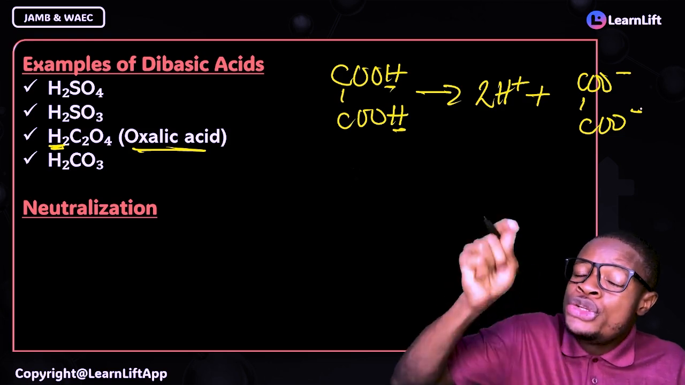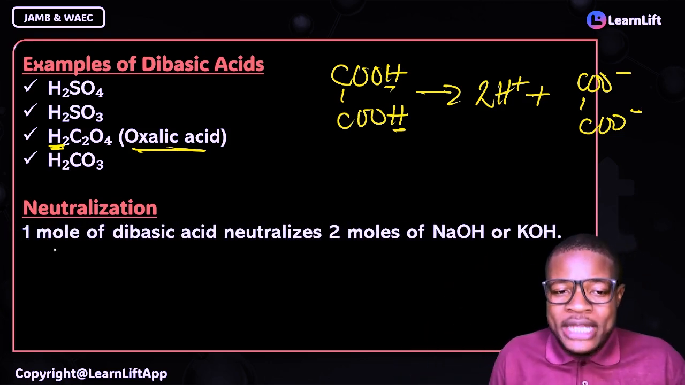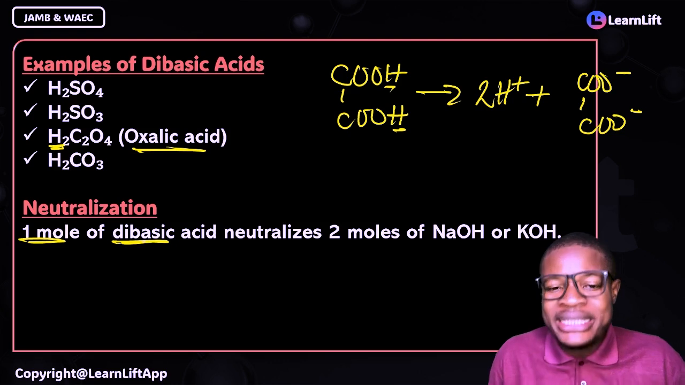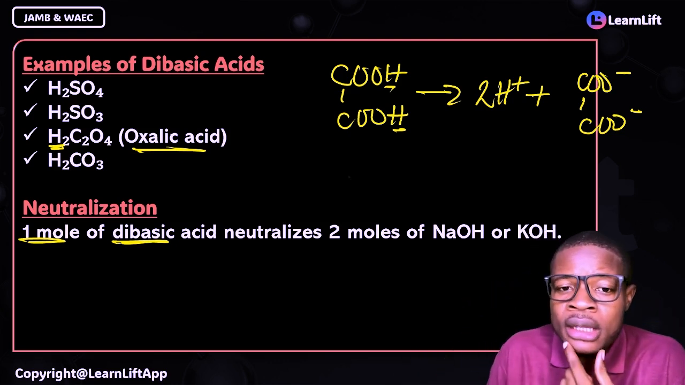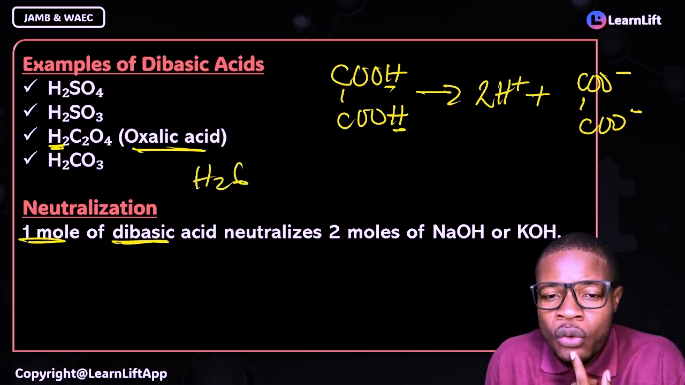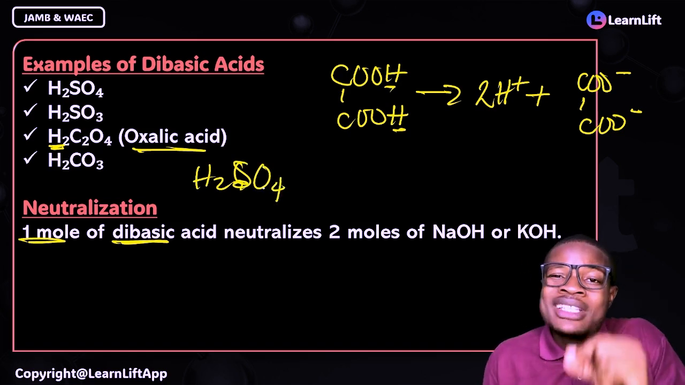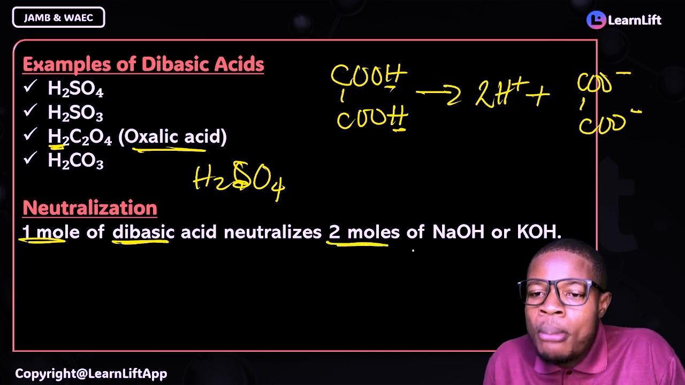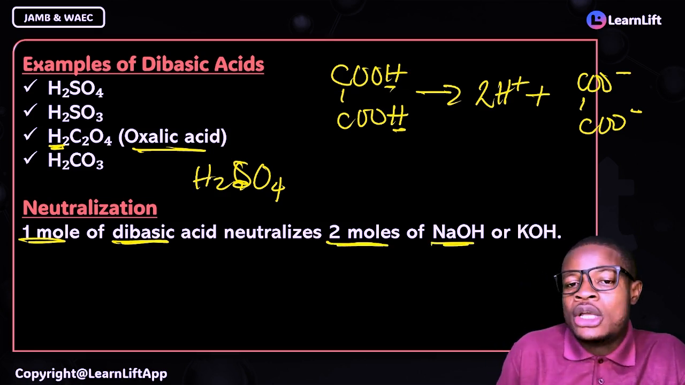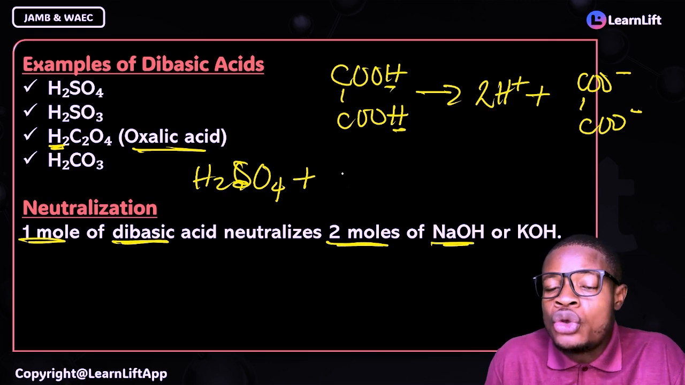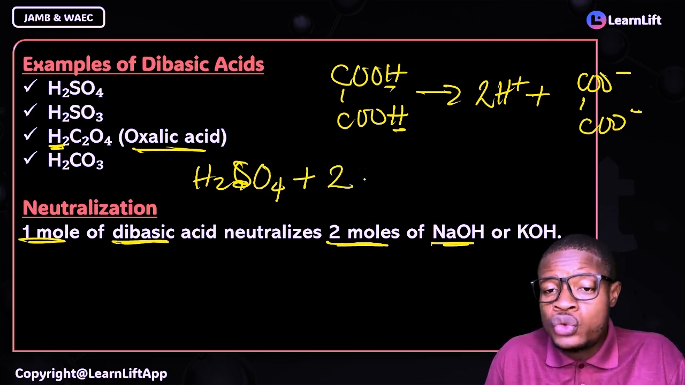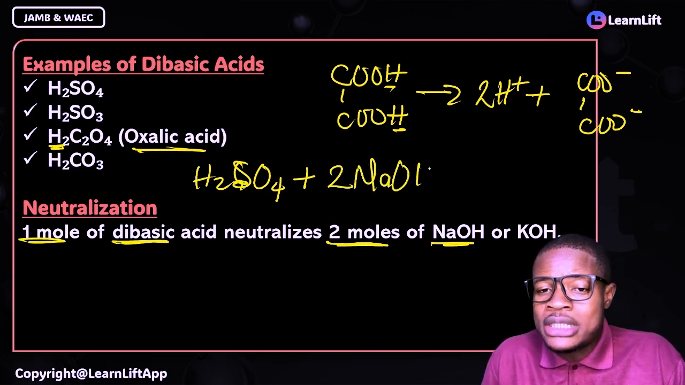when they undergo neutralization, what will happen to them? 1 mole of dibasic acid is what I need. Your H2SO4, right? 1 mole of it is what I need to neutralize 2 moles of sodium hydroxide. So your H2SO4 plus your sodium hydroxide, how many moles? 2 moles of my sodium hydroxide.